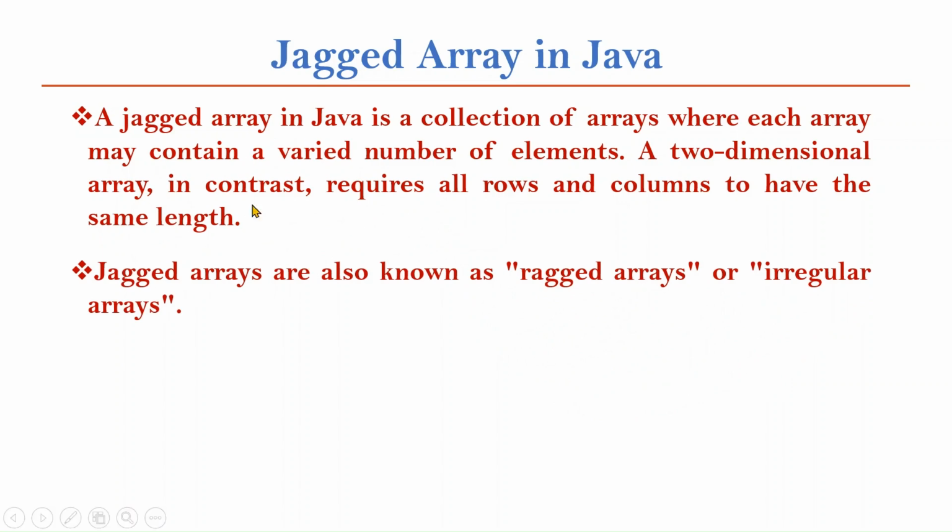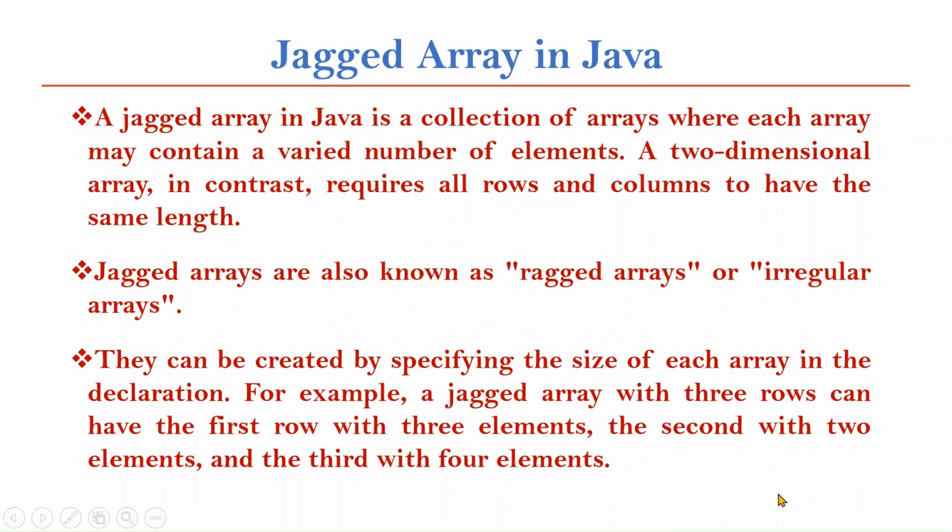Now jagged arrays are also known as ragged arrays or irregular arrays. Irregular means we are not putting a fixed number of columns for every row. Every row has a different number of columns. Some could be the same, some could be not the same. So in that sense, they are called irregular arrays.